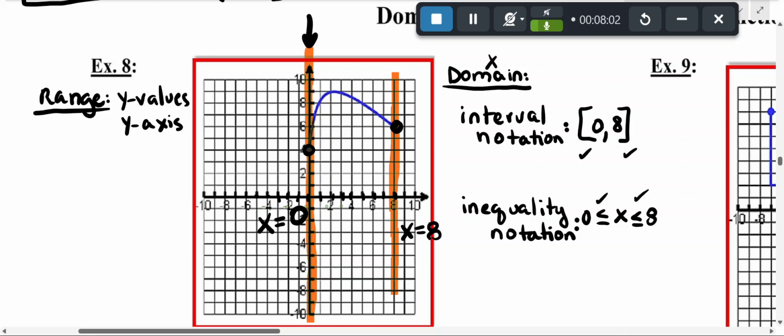All right, so now I'm going to draw horizontal lines to see where my function is. And remember, this is where your function is, okay? Function starts here, and it goes here, here, and here. Those are the only places on the coordinate plane where your function exists.